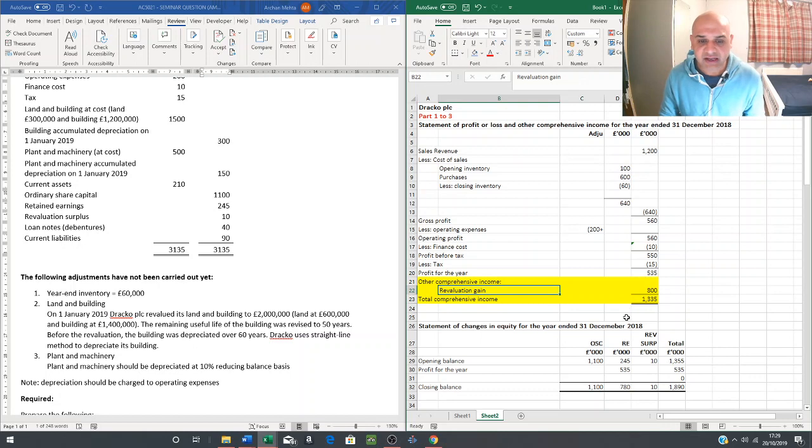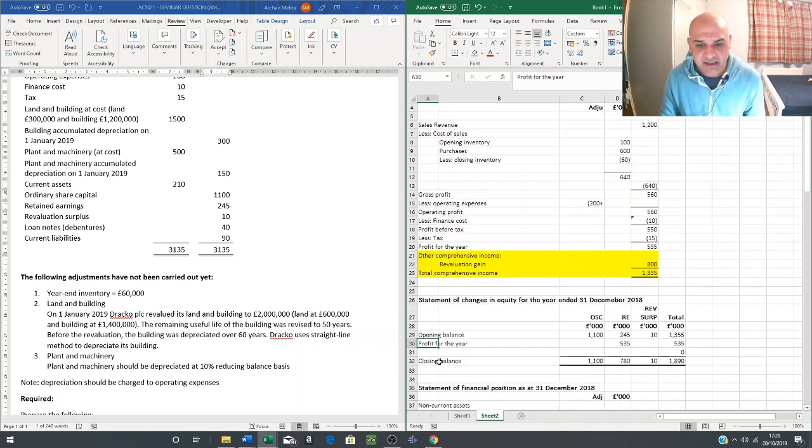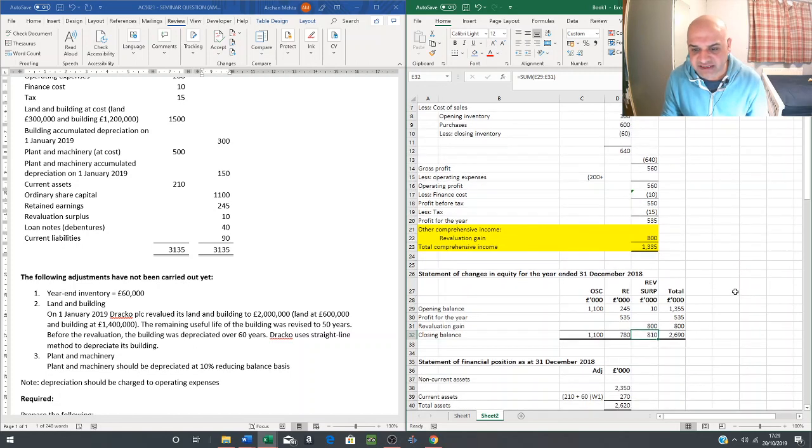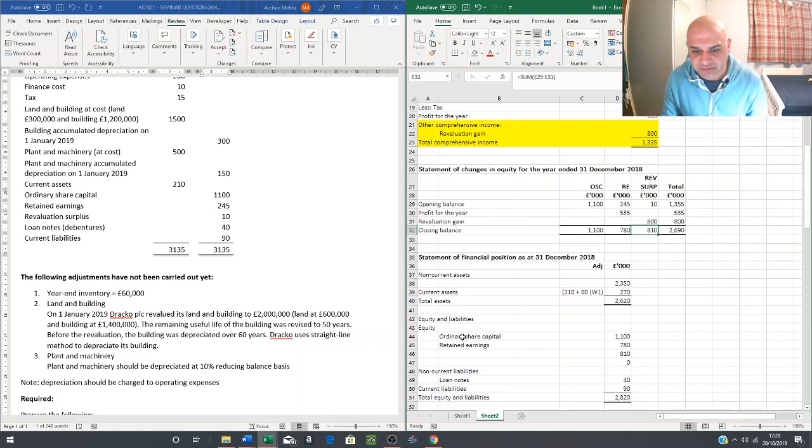So 800 gone in there, and then in other comprehensive income we also need to record it, revaluation gain, and as soon as we put that in, hopefully that will change, the total will change to 810, and that will filter through to the equity section here in statement of financial position. Can you see that? So that is revaluation gain.